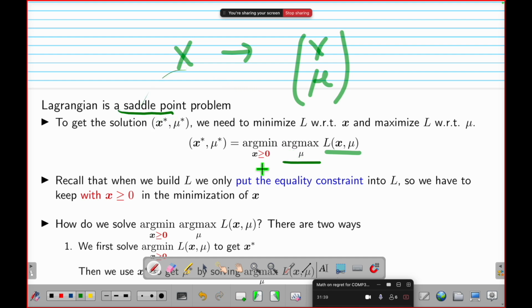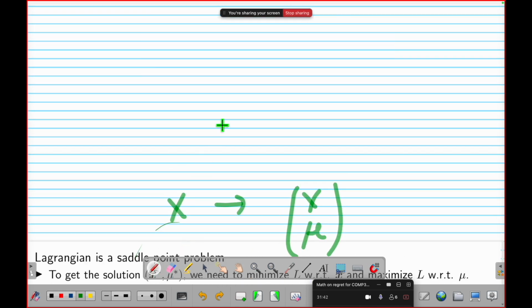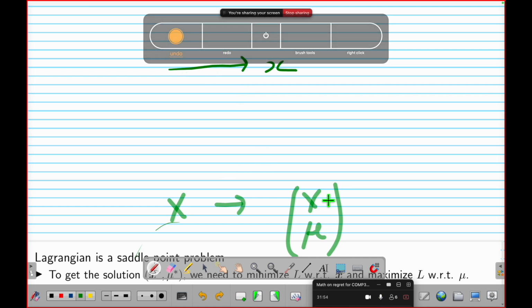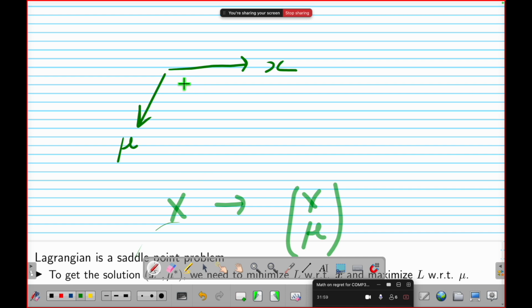So what is a saddle point? This is abstract. So for example, think about this as an x space. Originally, I only have x minimized. So for example, I have a function like this. That means I want to go here. Now, I no longer have only x space. I also have a mu space. So now I have a surface. Moving here is x. Moving here is mu.